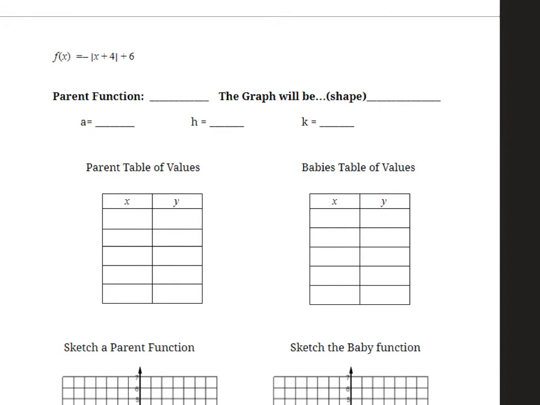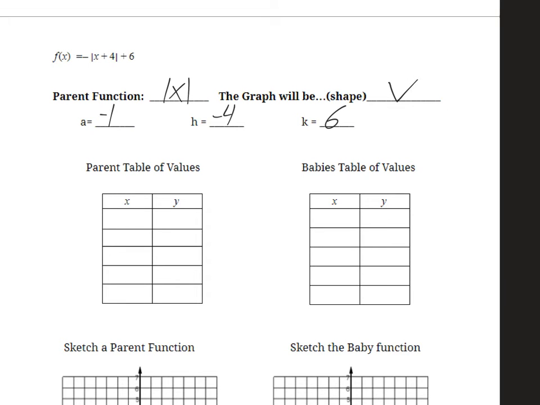Okay. Very last one. I want you to tell me what's the parent function and what shape is it going to be. Parent function is absolute value of x. The shape is a V shape. What are a, h, and k? A is -1, h is -4, and k is +6.